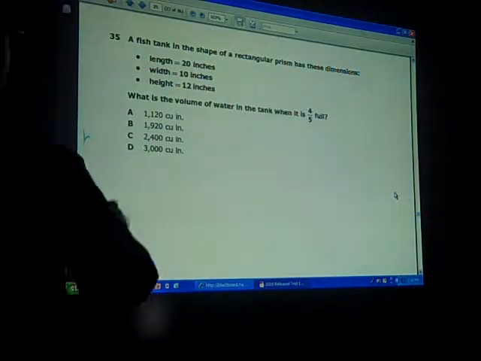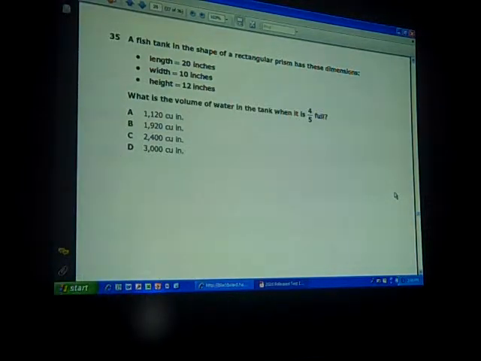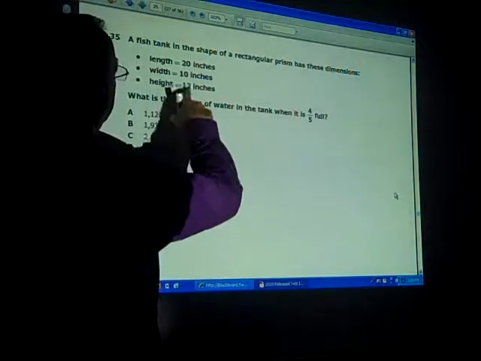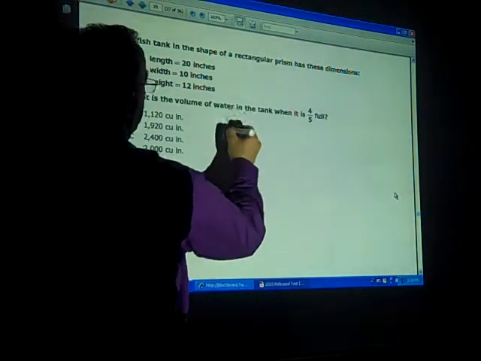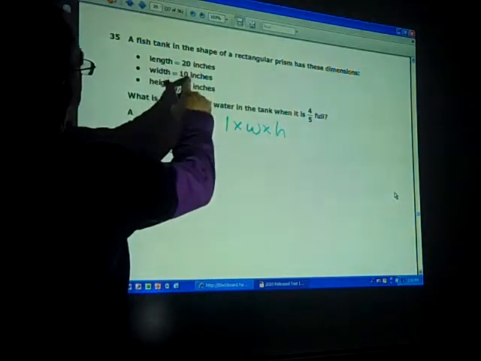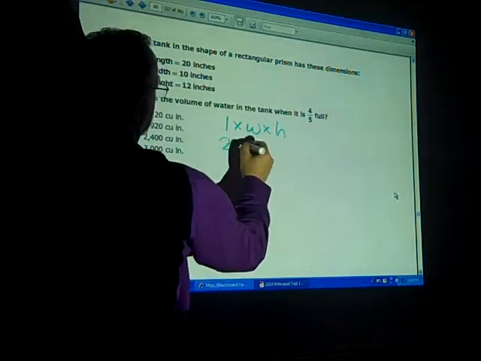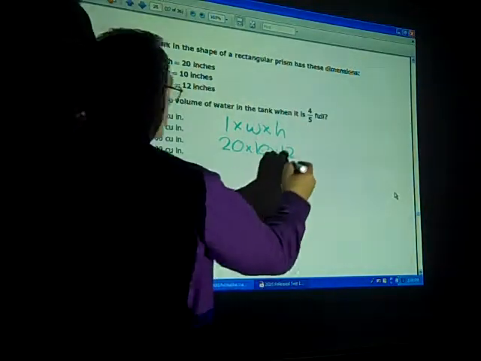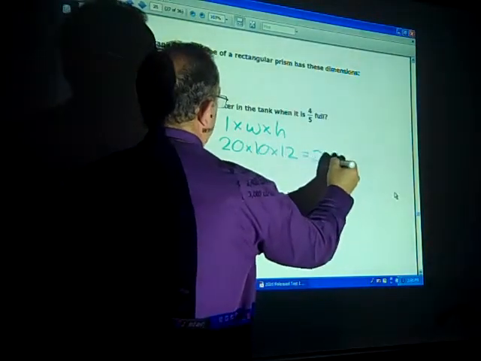35. Fish tank is in the shape of a rectangular prism. With those dimensions, what's the volume of water in the tank when it is 4/5 full? All right, so we know the volume of a rectangular prism is length times width times height. 20 times 10 times 12. 10 times 12. That equals 2,400.